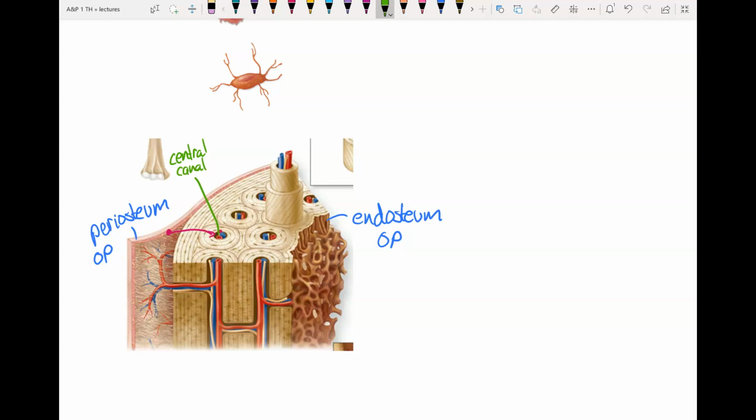If you've ever broken a bone, you know that it hurts really bad. Bones aren't just empty or dry. They're full of blood and nerves. The central canals are where you have blood vessels and nerves. So the osteoblast migrates to a central canal.